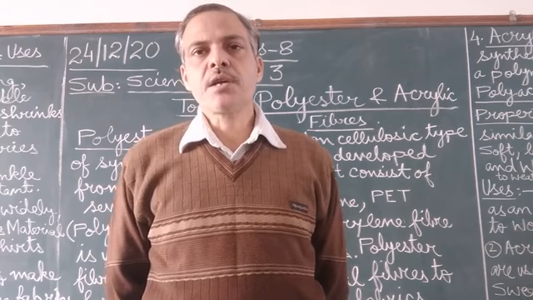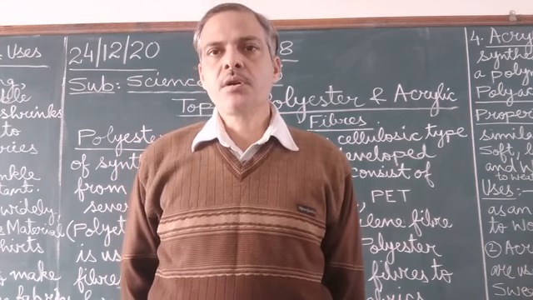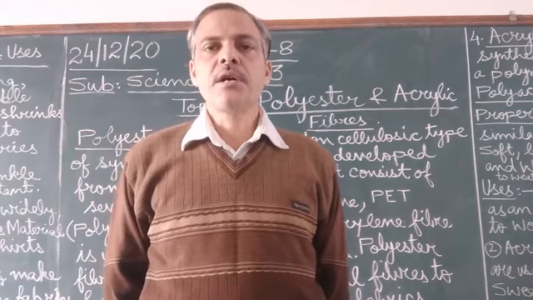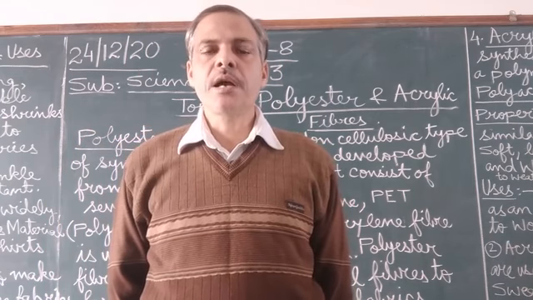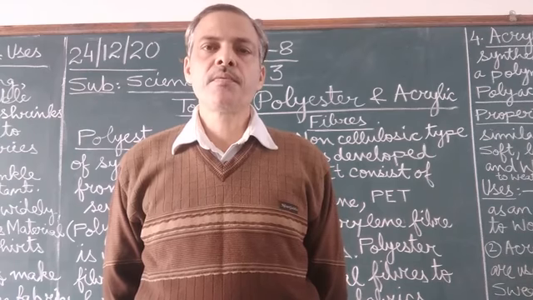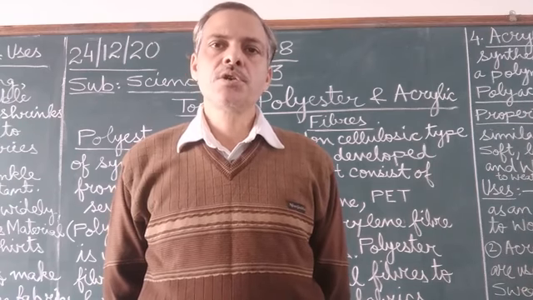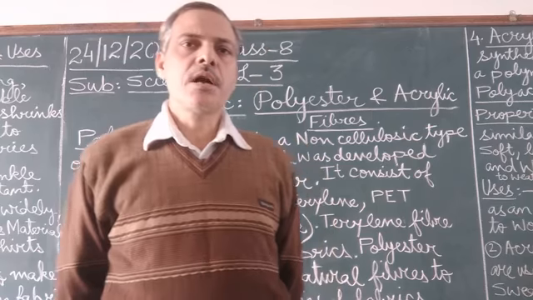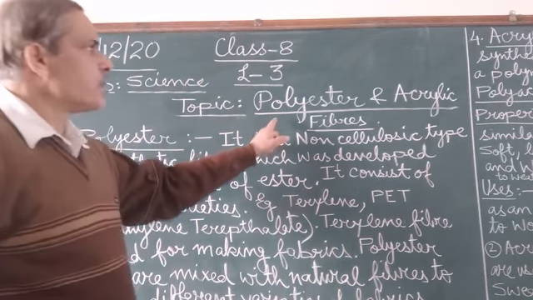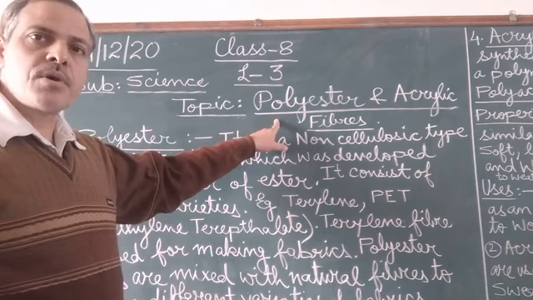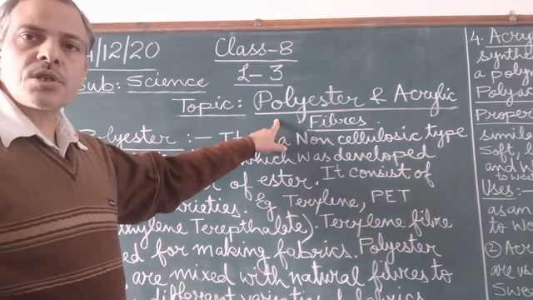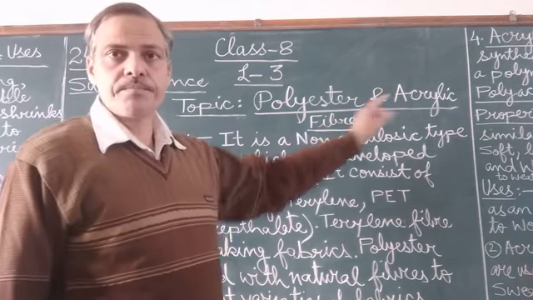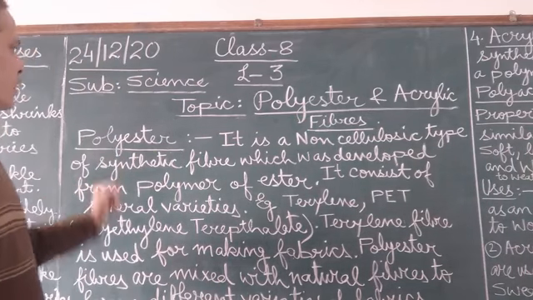So in the previous class I explained rayon, which is an example of cellulosic synthetic fiber, and besides that I also explained nylon, which is a very good example of non-cellulosic synthetic fiber. In the same category, now I am going to explain two more types of non-cellulosic synthetic fibers, that is polyester and acrylic. So let us begin with polyester.